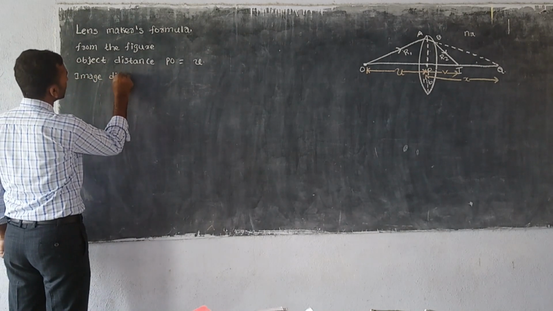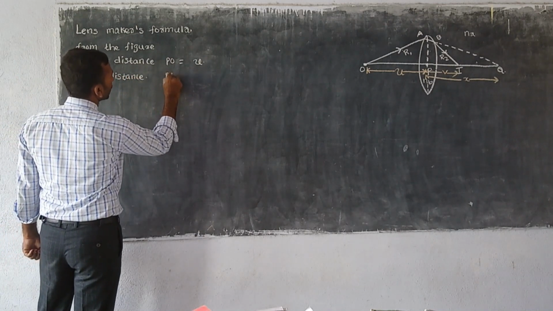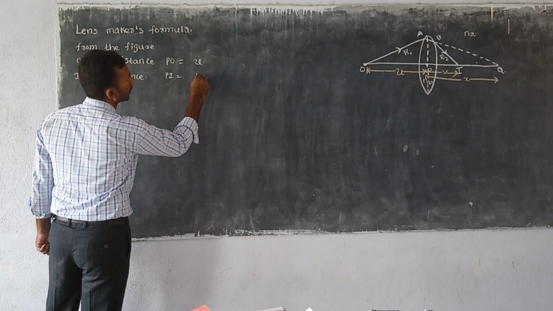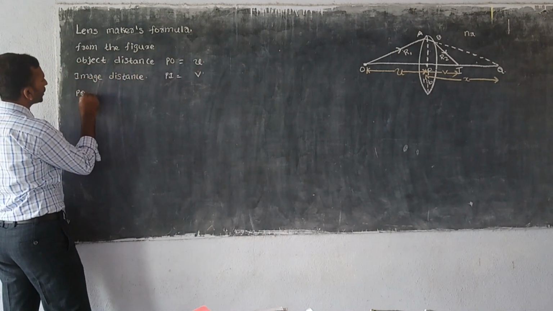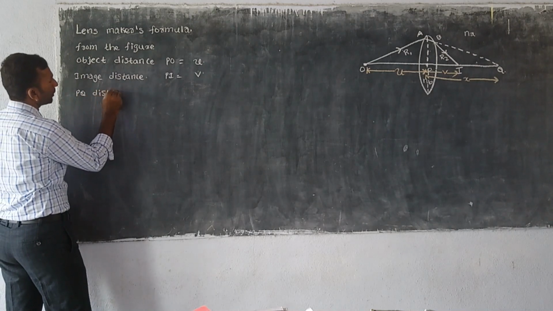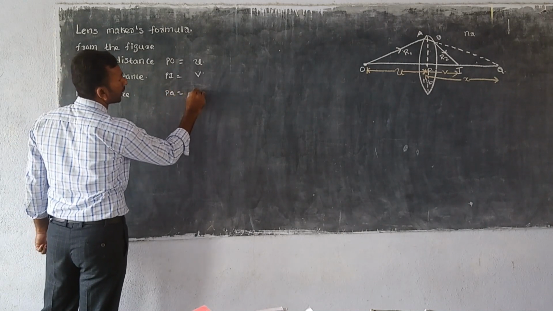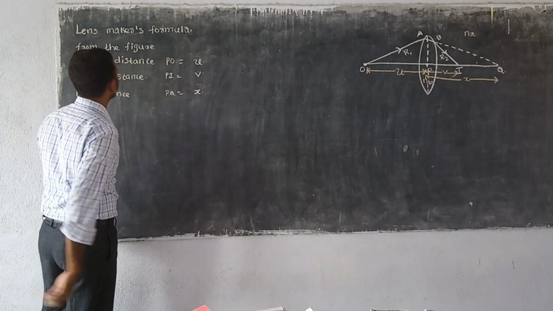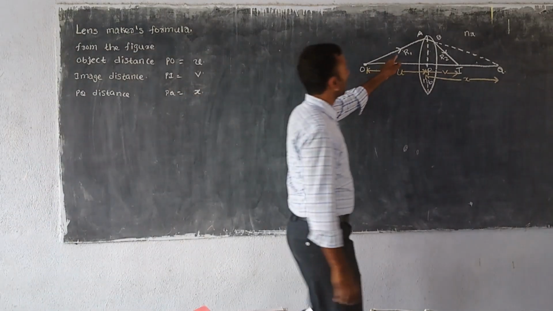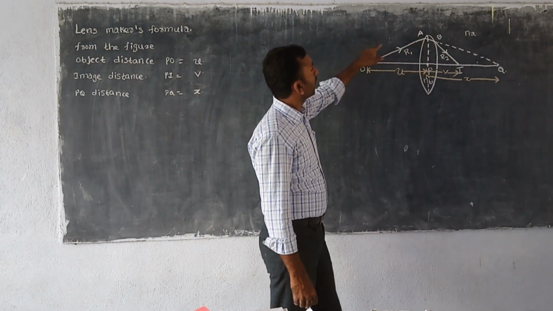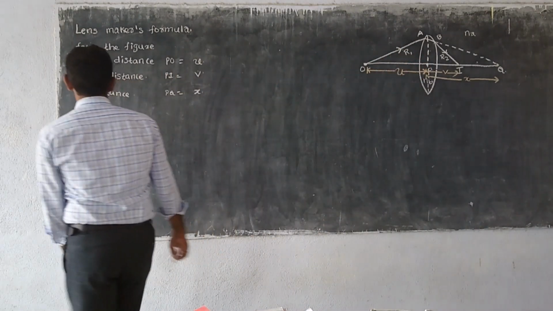Image distance PI equals V, and the distance between P and Q, PQ, we have taken as X. First we are taking the one curved surface only, that's why we are taking the radius of curvature value.